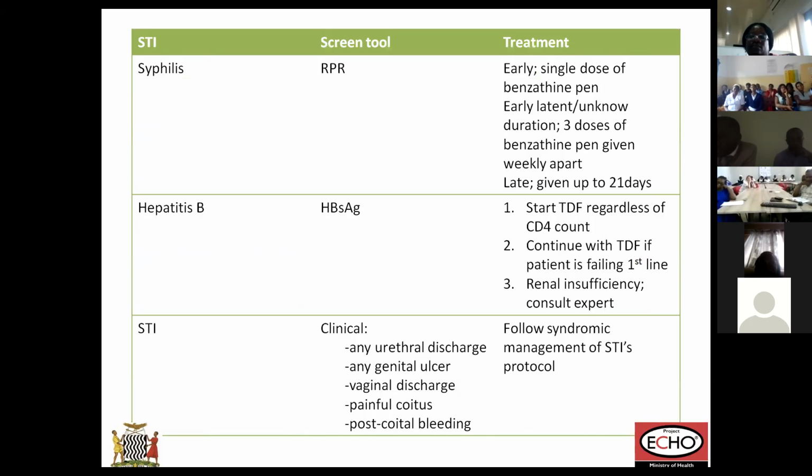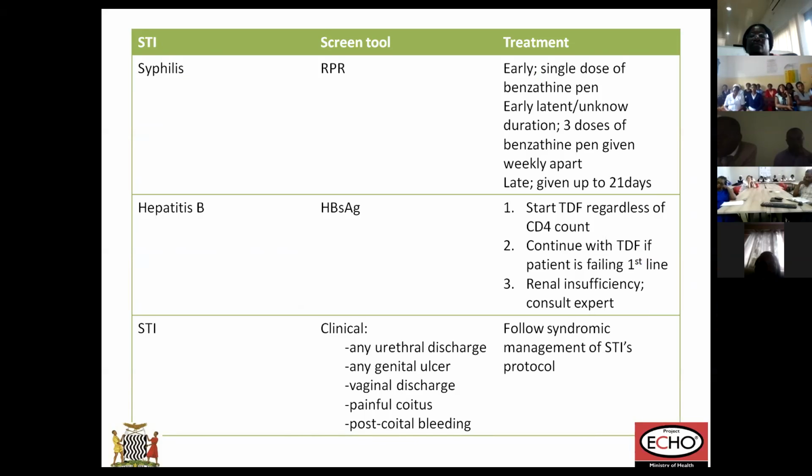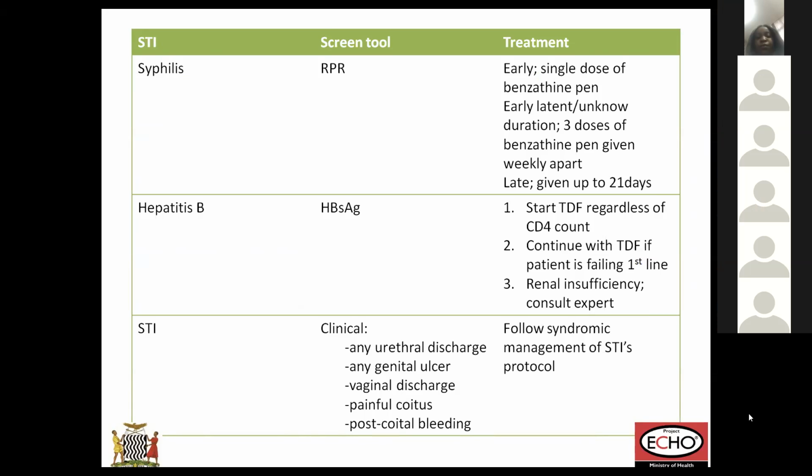For hepatitis B, for HIV-infected individuals, of course, you start treatment regardless of the CD4 count, and then you continue with TDF, even in patients who are failing first line and have to be taken to second line. Because of the presence of hepatitis B, you have to continue the TDF despite it having been in the first line for HIV. Remember that abrupt stopping of tenofovir in patients with hepatitis can actually lead to a rebound disease, or what we call a flare.